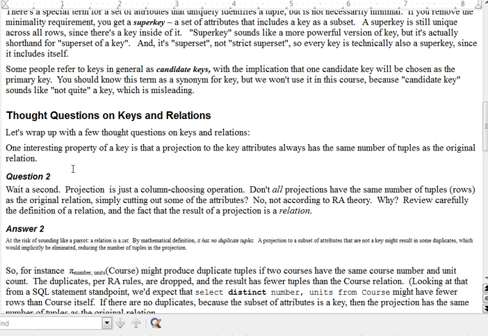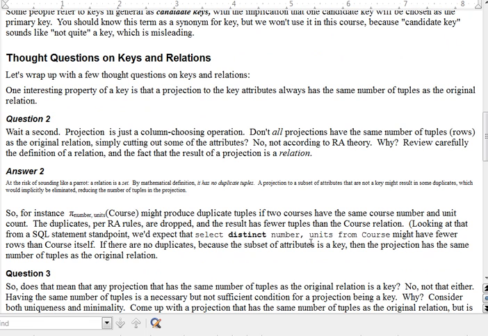The answer here is, at the risk of sounding like a parrot, a relation is a set. By mathematical definition, it has no duplicate tuples. A projection to a subset of attributes that are not a key might result in some duplicates, which would be implicitly eliminated, reducing the number of tuples in the projection. So for instance, if I do a projection to number and units on the course relation, that might produce duplicate tuples if two courses have the same course number and unit count. And the duplicates, per RA rules, are dropped, and the result has fewer tuples than the course relation.